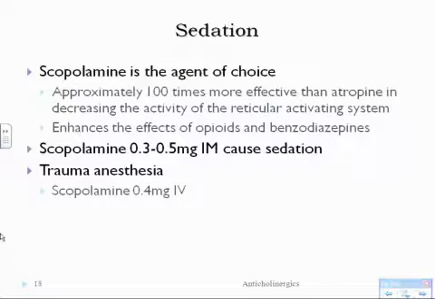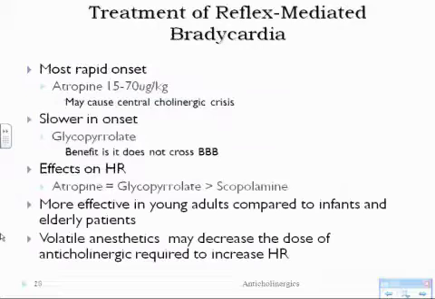For sedation, the best choice is scopolamine. It's 100 times more effective than atropine and enhances the effects of opiates and benzodiazepines. Usually what you do is you give scopolamine at 0.3 to 0.5 milligrams IM in an adult. In a trauma patient, you would give it IV. I don't recommend that IV because it's too potent. It penetrates the blood-brain barrier very rapidly and scrambles people's brains for prolonged periods of time.